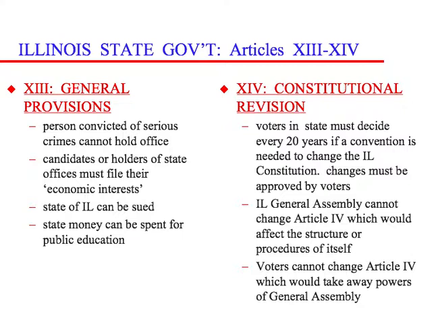Article 14, Constitutional Revision, talks about looking at the Constitution. Voters must decide every 20 years if a convention is needed to make some changes. The voters approve of that, and the General Assembly cannot change Article 4, which would affect the structure or procedures of itself. So they can't kind of adjust how their job looks. The voters have to do that. Voters cannot change Article 4, which would take away powers of General Assembly, however.